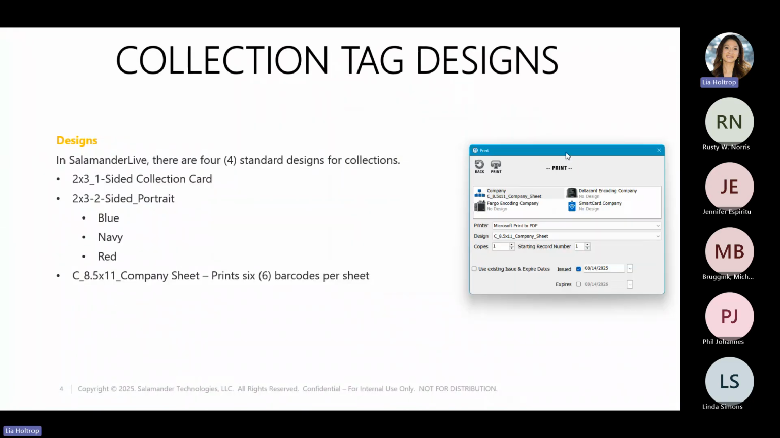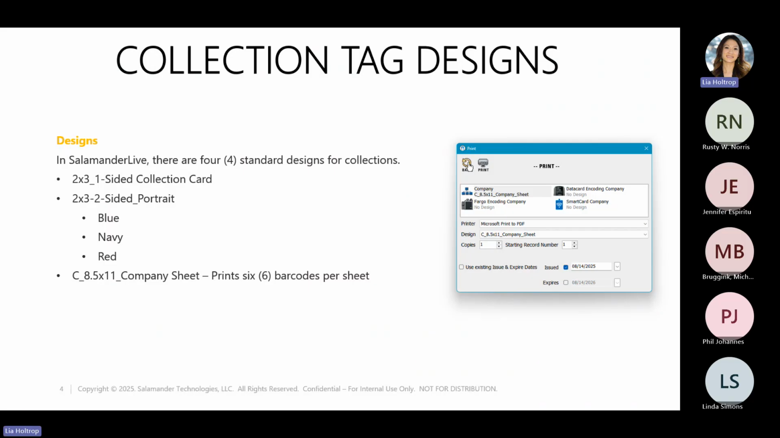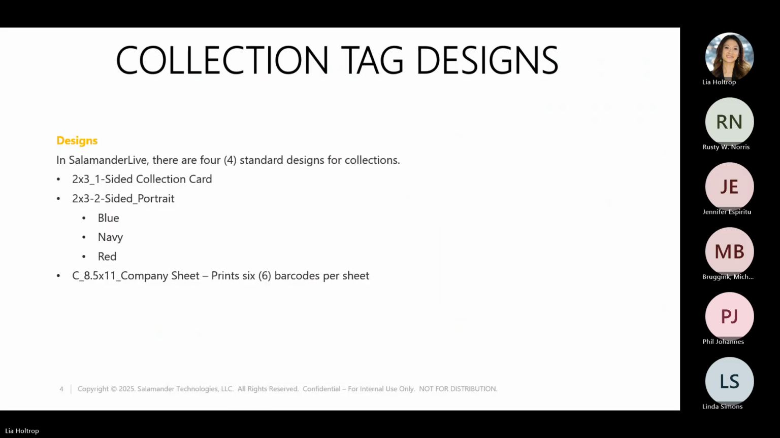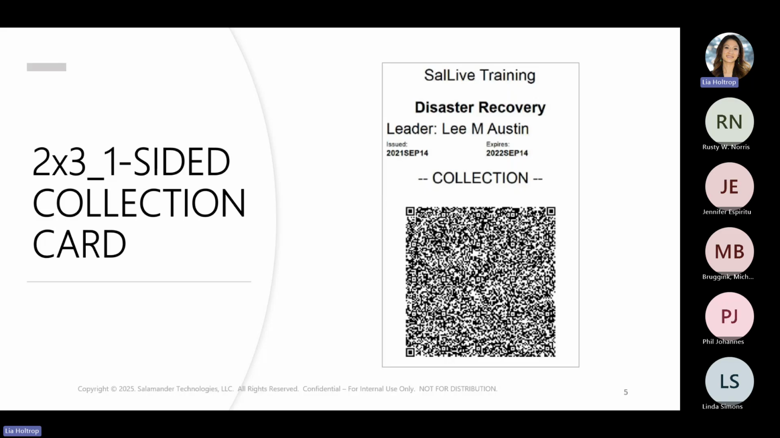So you'll see here the same designs I talked about. So these are the standard designs right here. I know it says 4, but it's 5. So let's take a look at the first one. The first one is a one-sided collection card. This is a really basic black and white card, nothing fancy about it. All it has is the organization name, the team name, who the leader is, if there is one, when it was issued or printed, and if it expires. And then you'll have the collection barcode right there, all on one side. So even if you have a dual printer, it's only going to print one side. Really, really basic.